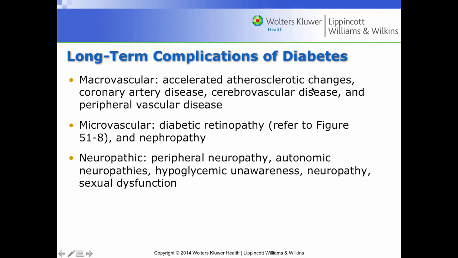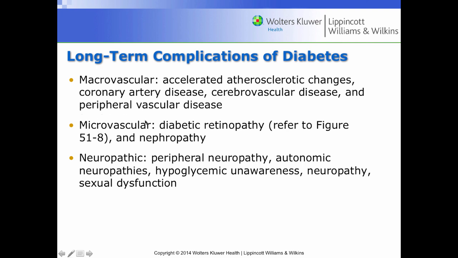Okay? The blood vessels in the brain are also vulnerable to plaque formation. So it increases the risk of things like stroke. Okay? And again, this peripheral vascular disease means that you have impaired blood flow to your extremities.